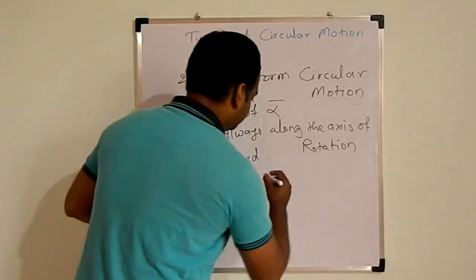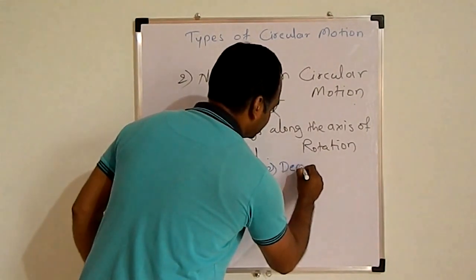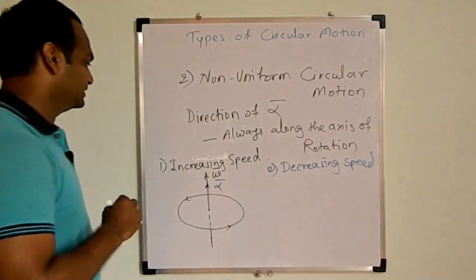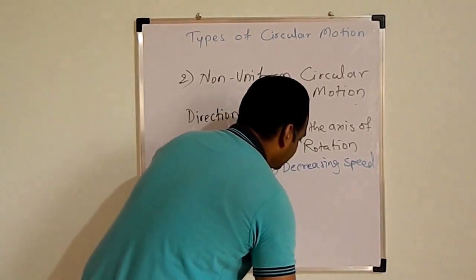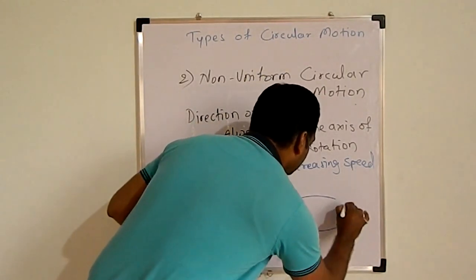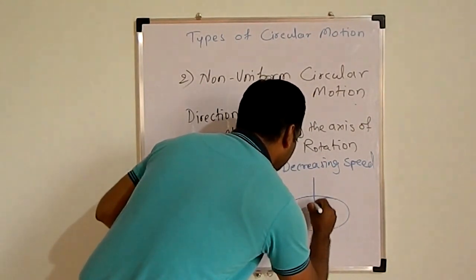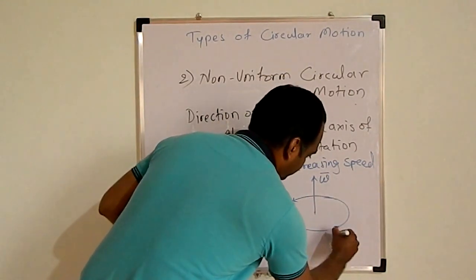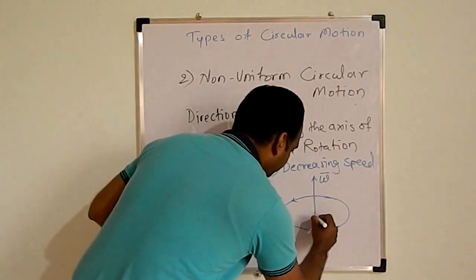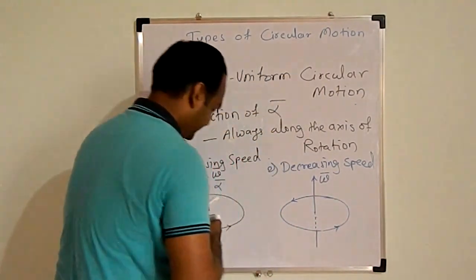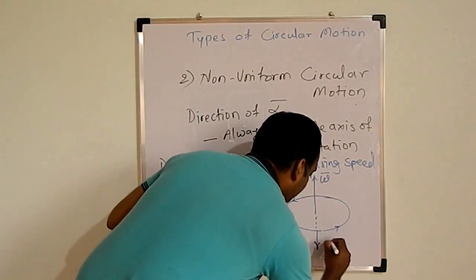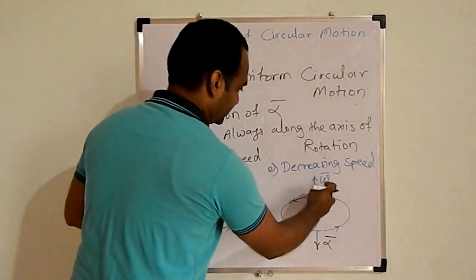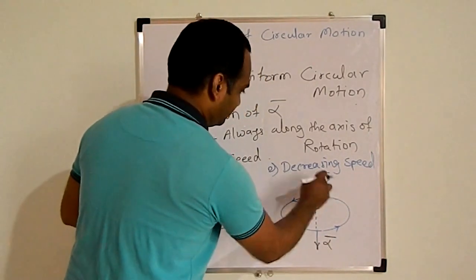And the second one, for decreasing speed: for anticlockwise motion, the omega bar is in upward direction, and for decreasing speed the alpha is opposite to that of omega bar.